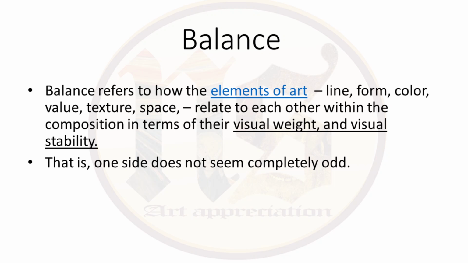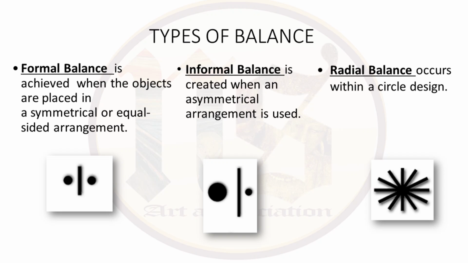For example, if we divide a painting into two parts, one part of a painting should not look odd or misplaced or unequal from the other part. There has to be a visual equilibrium. Balance is of three types: formal, informal, and radial. Formal balance is achieved when the objects are placed in a symmetrical or equal-sided arrangement. They may or may not be mirror images of each other, but they are nearly similar.